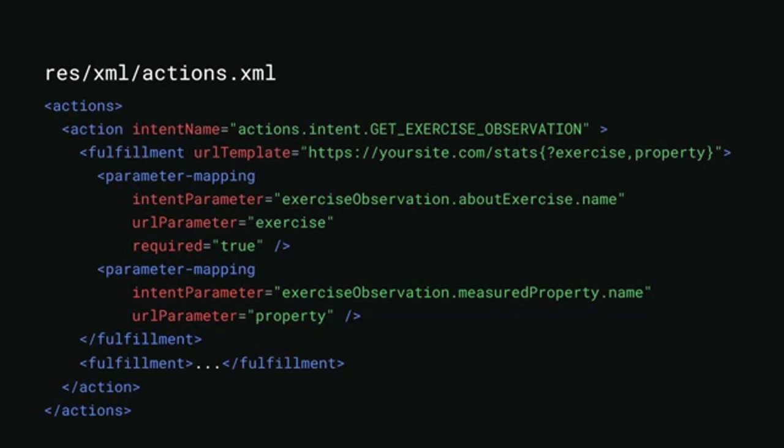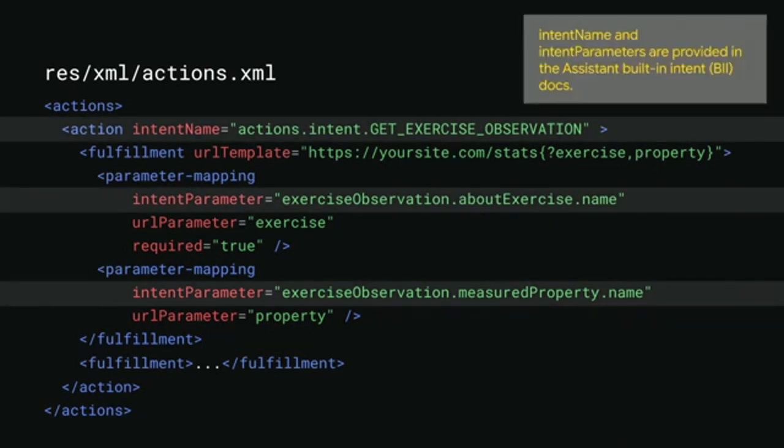Within each action block, we can define one or more fulfillment mechanisms. This is where we define the deep links that we can connect through to our Android application. And then finally, within each fulfillment block, we can define 0 or more parameter mapping blocks. And this is where we choose which parameters from those actions that we can support.